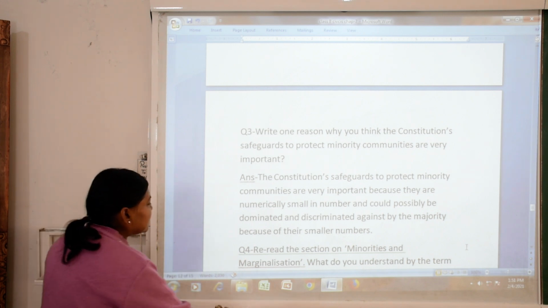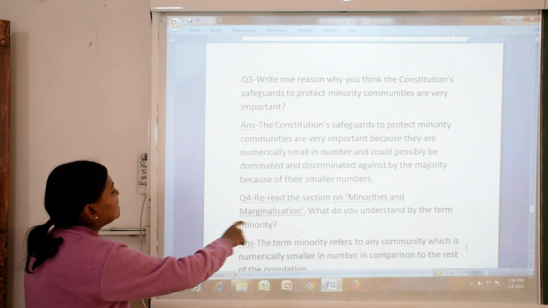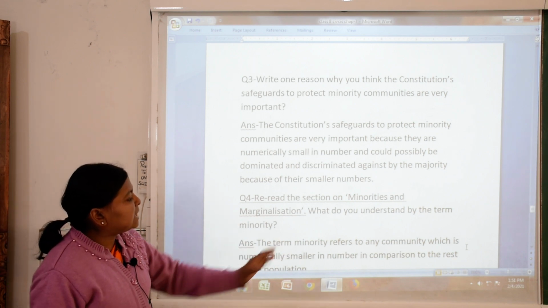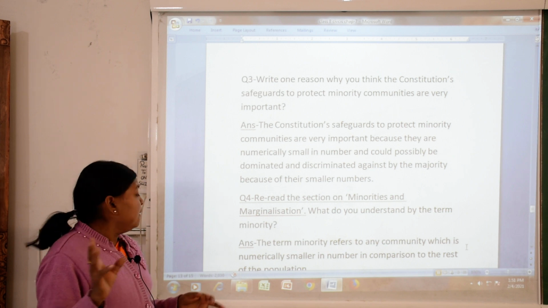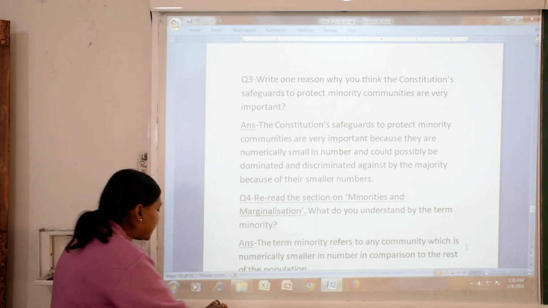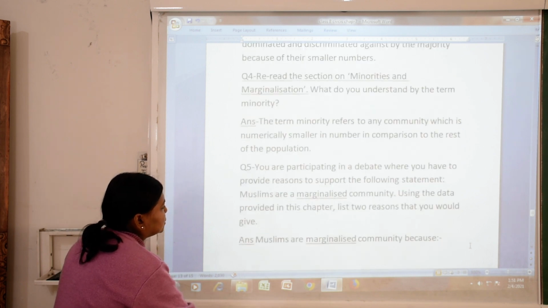Next, reread the section on minorities and marginalization. What do you understand by this term? The term minority refers to any community which is numerically smaller in comparison to the rest of the population.